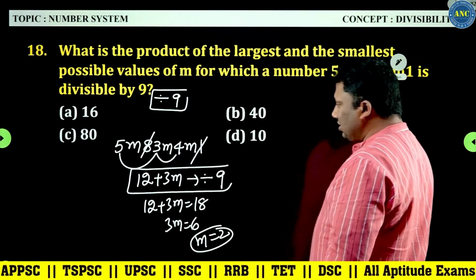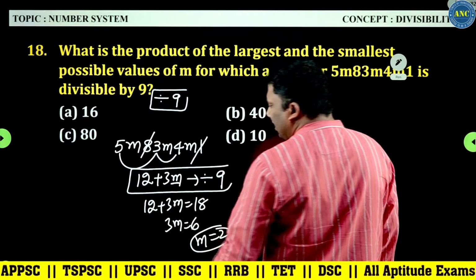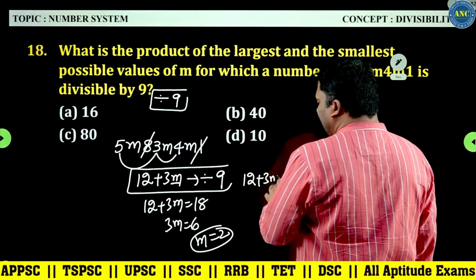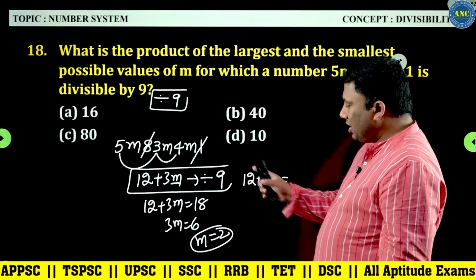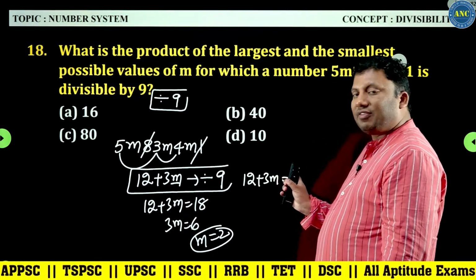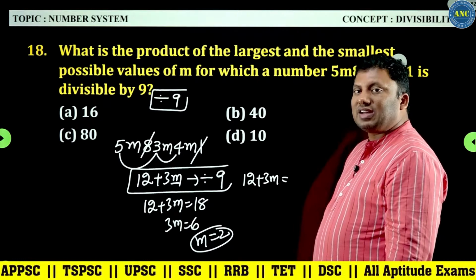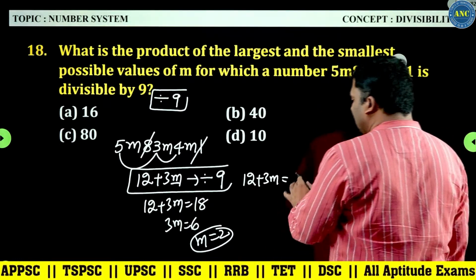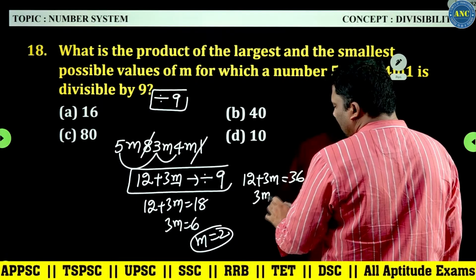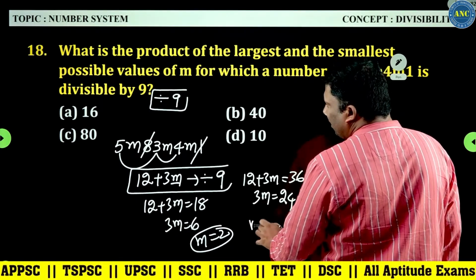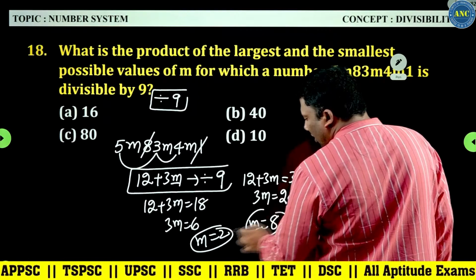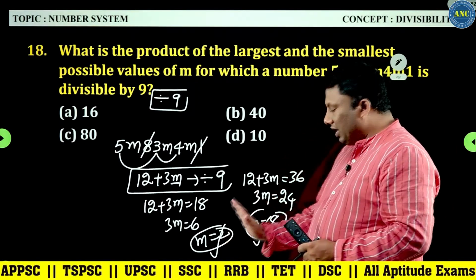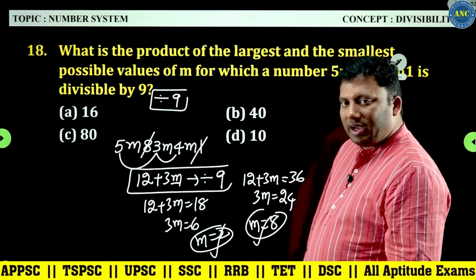Next one. This is maximum, m is a single digit number. So, 12 plus 3m. If I take 9 multiples, 9 4s are 36, 9 5s are 45. 45 minus 12 is 33. M is 11, but m is a single digit. So this will be 36. 3m is 24. M value is 8. Smallest is 2, largest is 8. Product will be 2 8s are 16.